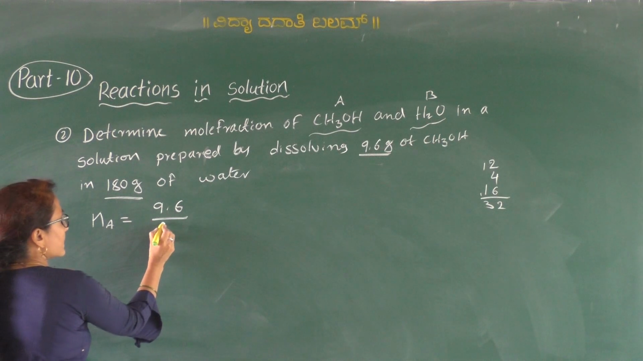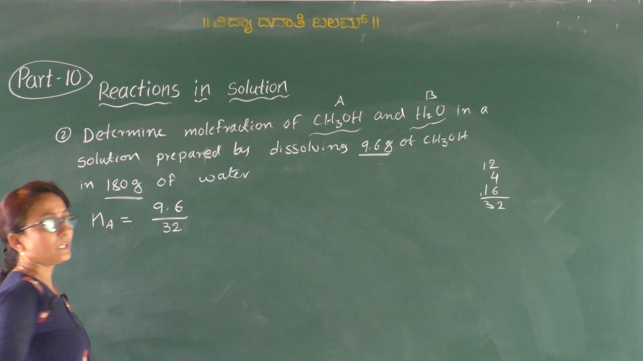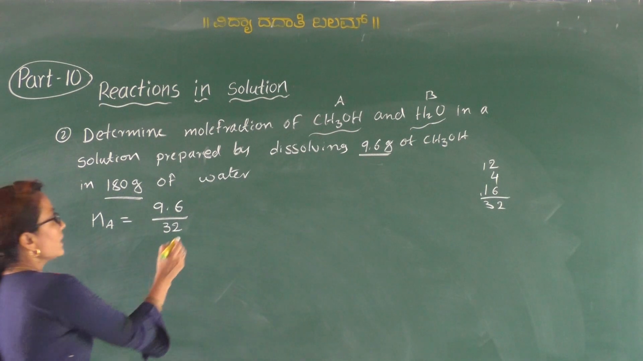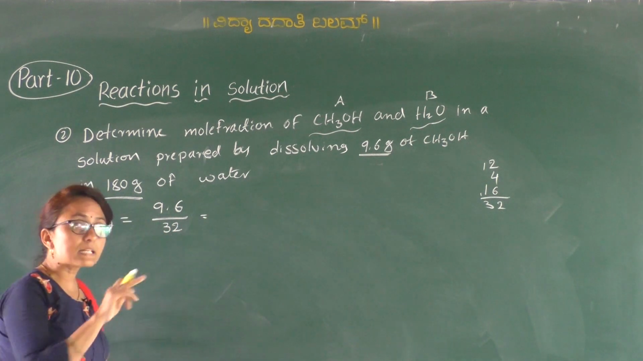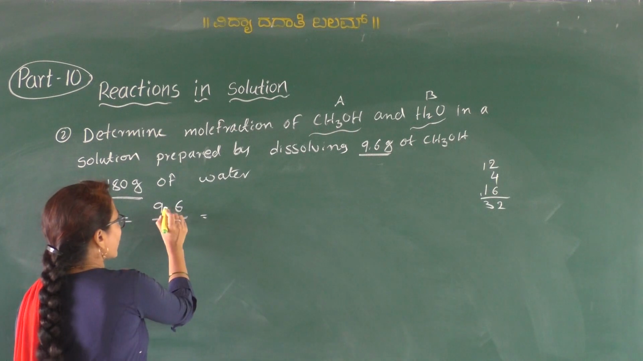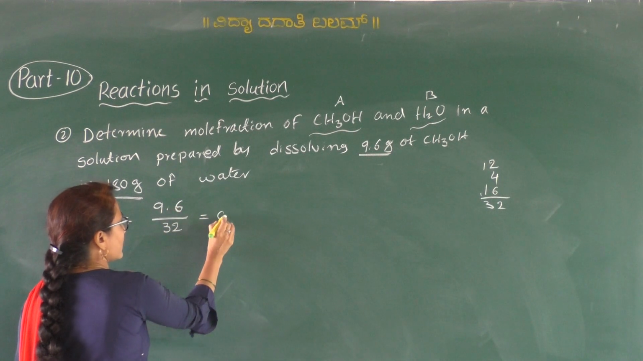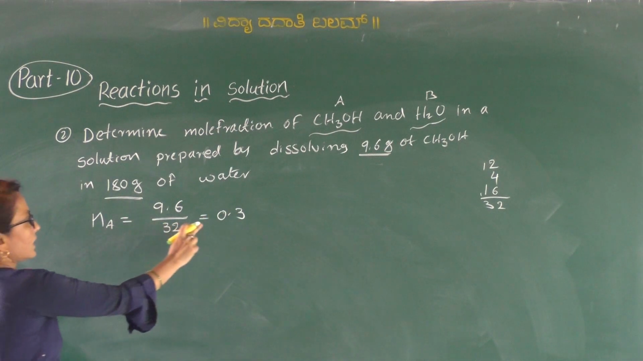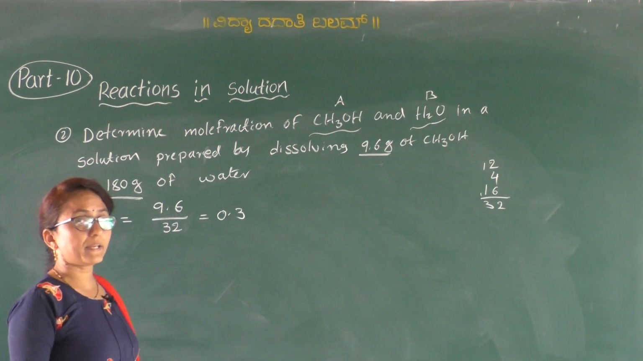So 9.6 divided by 32. We know that 32 threes are 96. Therefore 9.6 divided by 32 is equal to 0.3. Therefore the number of moles of A is equal to 0.3.